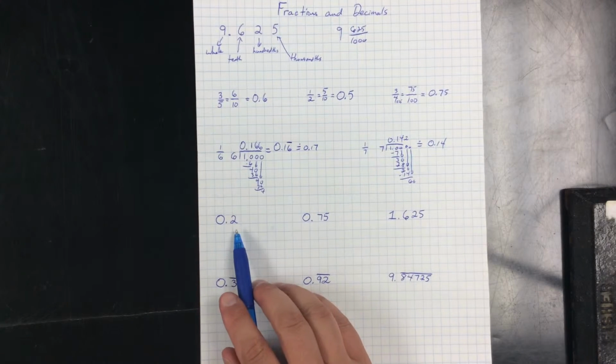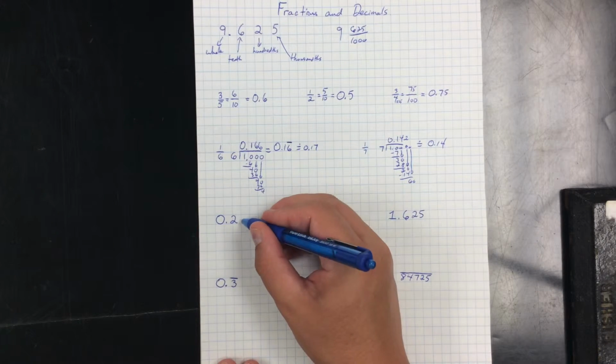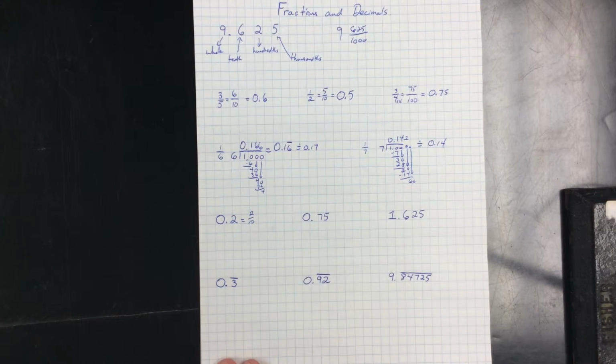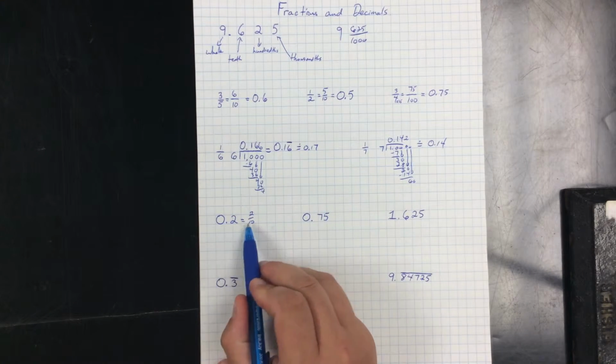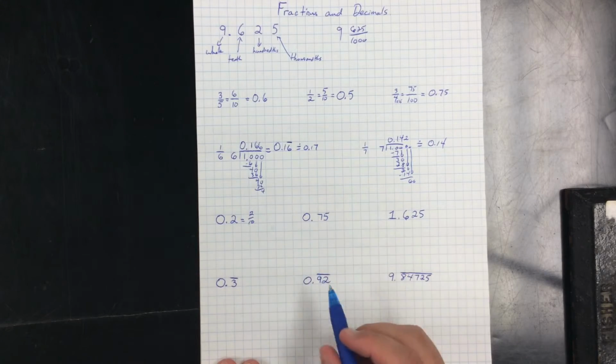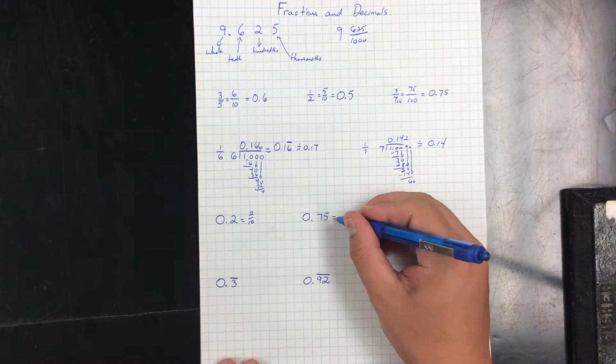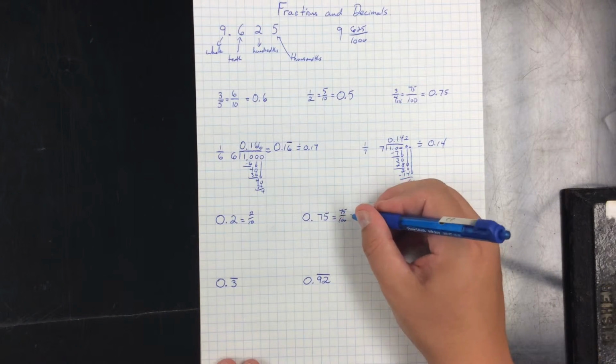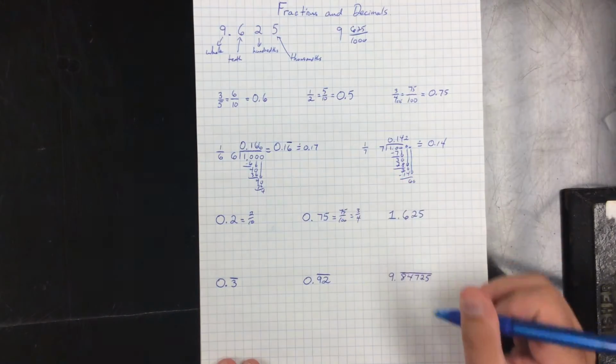Going the other direction, taking a decimal and turning it into a fraction, well, if I say this, 0.2, there we go. There's 2 in the tenth spot. I have 2 over 10, 2 tenths. 75 hundredths, 75 over 100, and I have to reduce this to 3/4.